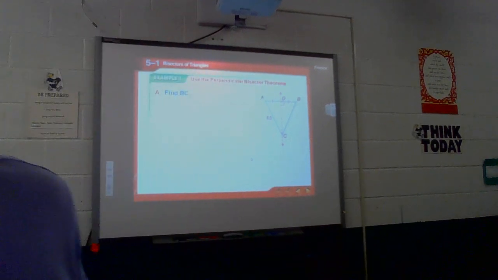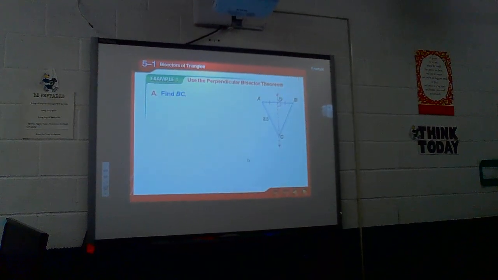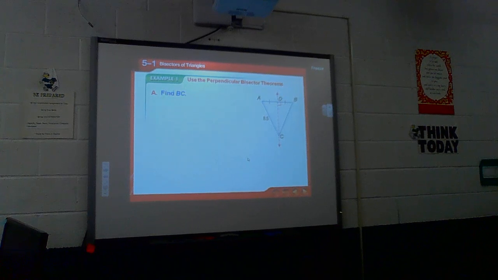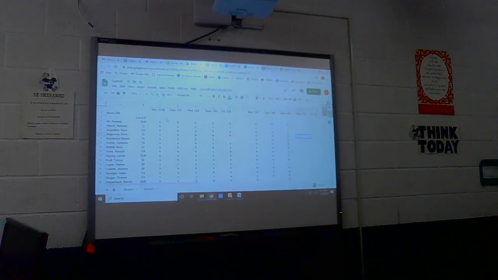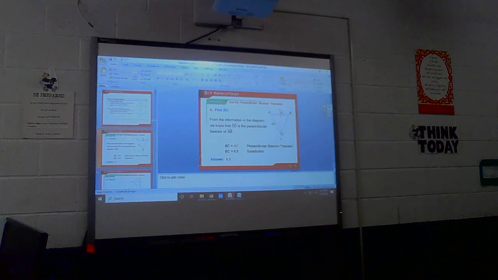All right. So that one's pretty easy. All they wanted to show you is if these sides are congruent, then they're equidistant, right? We heard that word a lot yesterday. So that one's pretty simple.